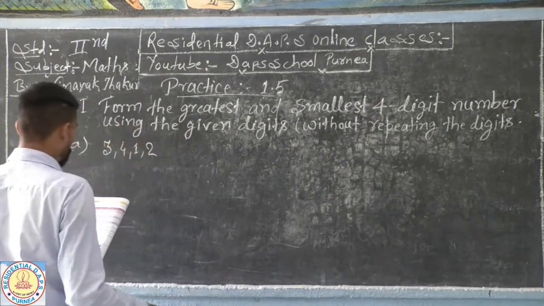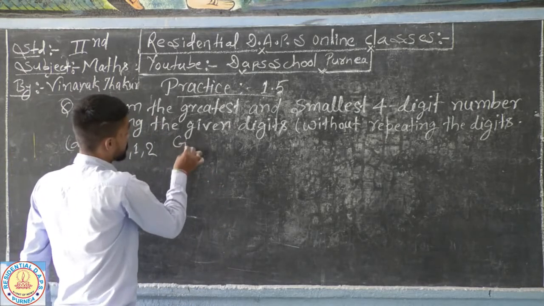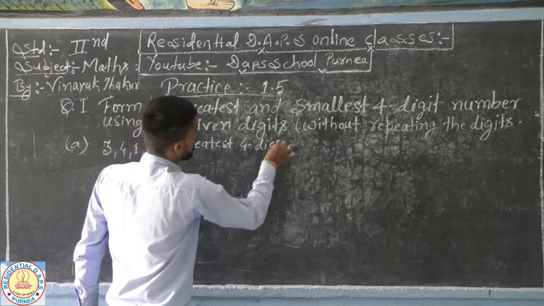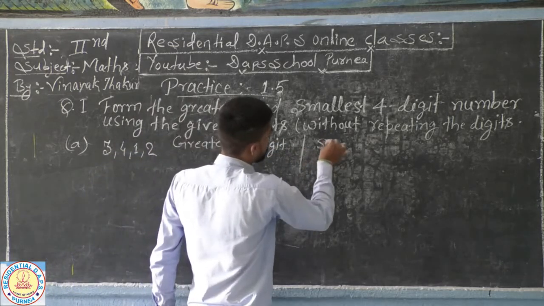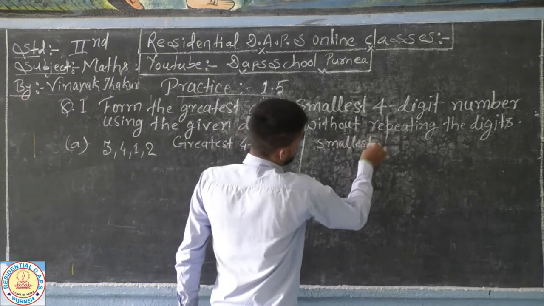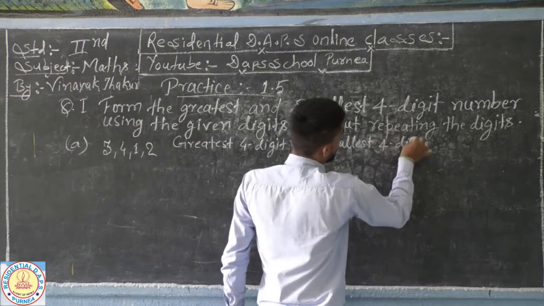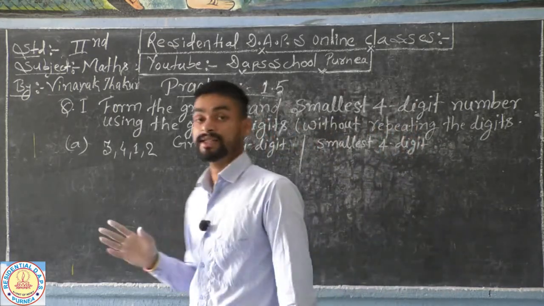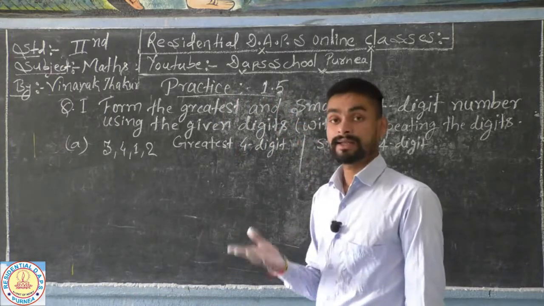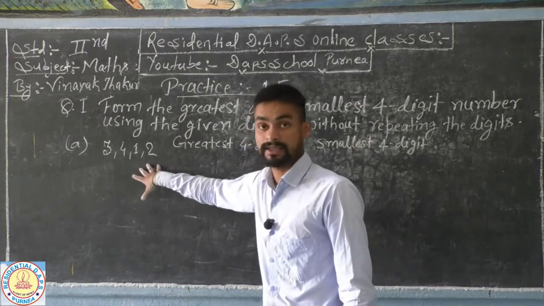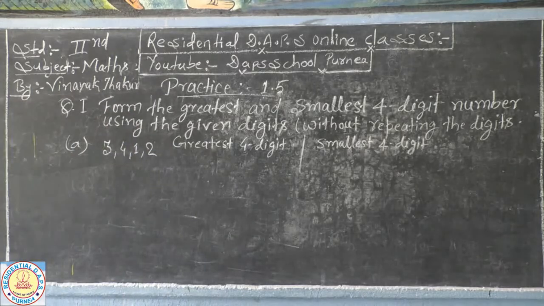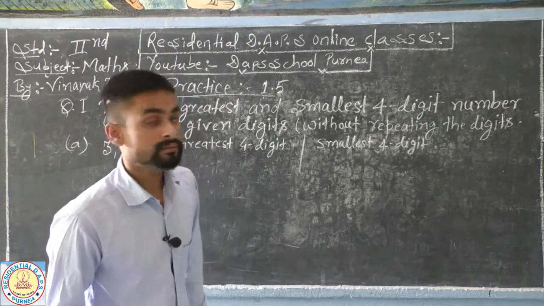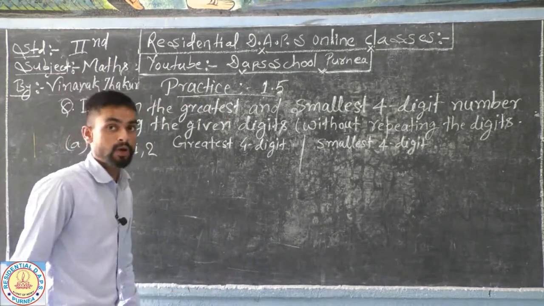So your greatest four digit number is, greatest four digit number and the smallest four digit number. You have to just form two types of number, four digit smallest and four digit greatest. With these digits you have to make. So how will you make? With any given digits, how will you form to make the greatest one and the smallest one?